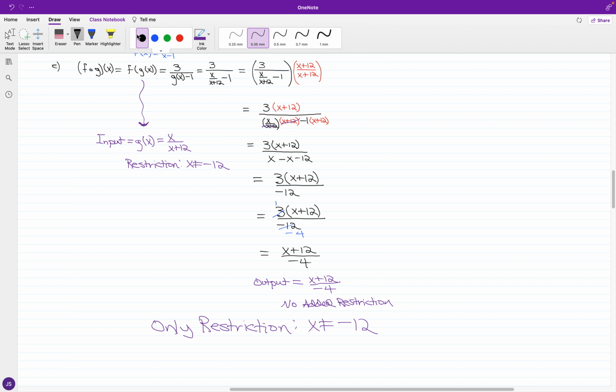Okay, so for the domain of f composed with g of x, we're leaving out only negative 12. So for the domain, you have those values of x less than negative 12, along with those values of x greater than negative 12.